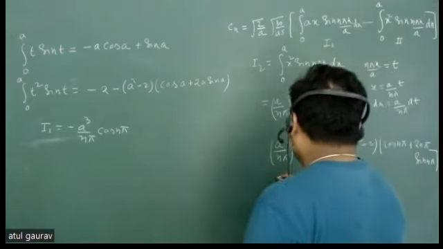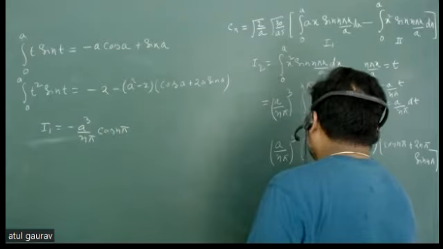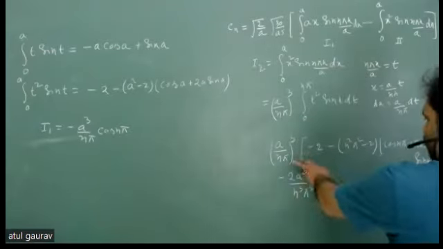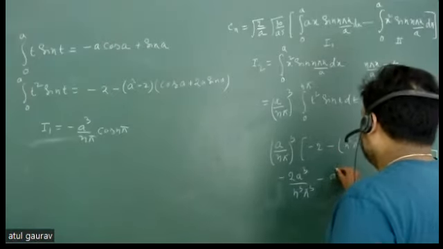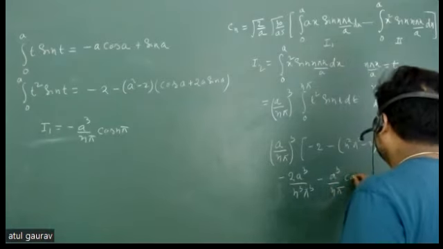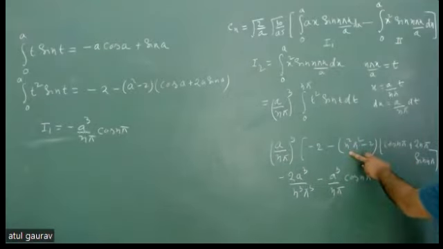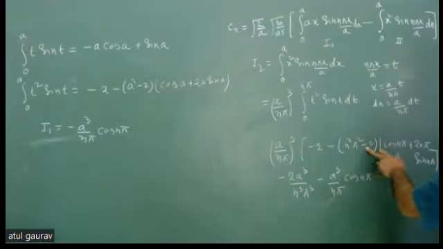So what we have? We have -2 a cube upon n cube pi cube. This is my first term. And second term is equal to minus a cube n pi and cos n pi, isn't it? This cos will multiply with this, and this minus plus, and this value is equal to what? 2 cos n pi with multiplication of this thing.